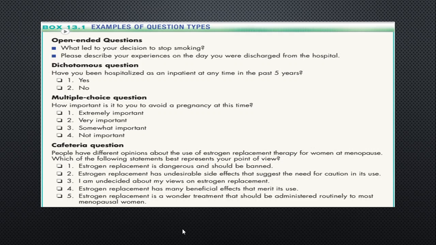So, cafeteria questions. People have different opinions about the use of estrogen replacement therapy for women at menopause. Which of the following statements best represents your point of view? Number 1, number 2, number 3, number 4, number 5. So there are statements in the form of a checklist, and they check or shade or tick which one is their response.